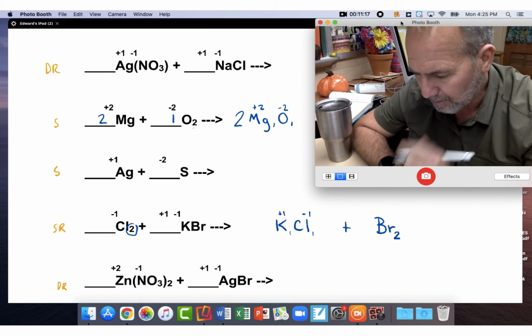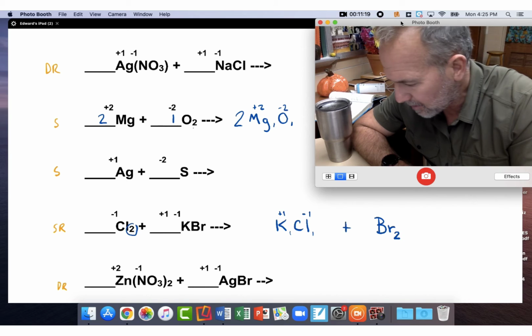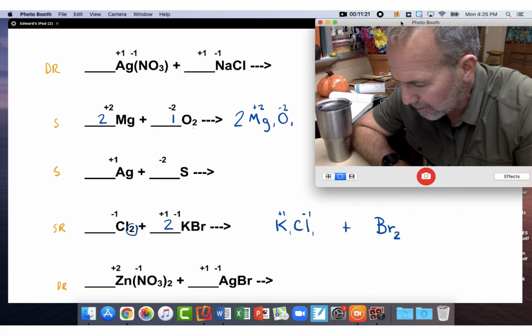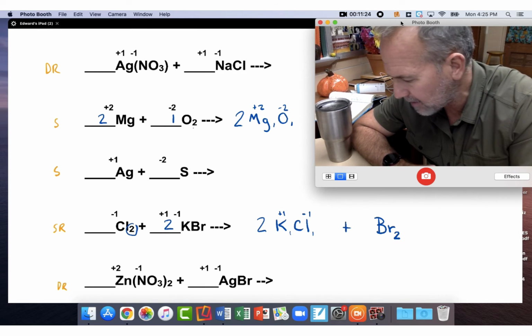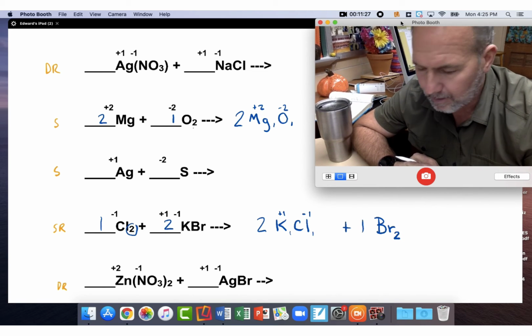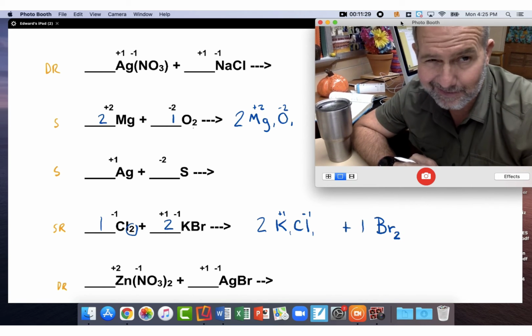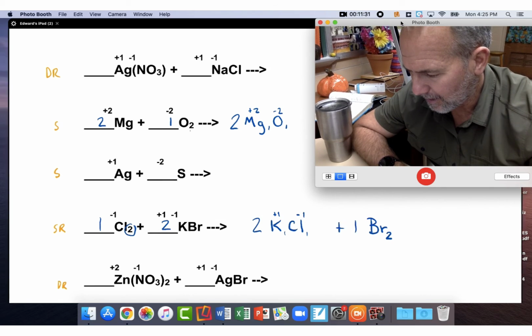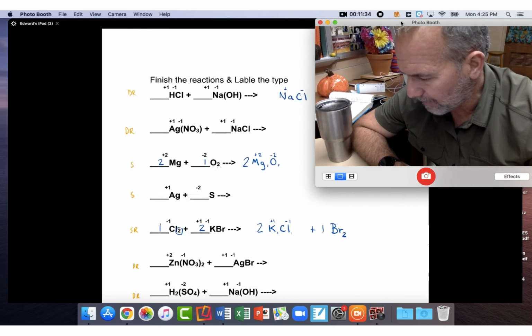Now it's time to balance. 2 Brs, 2 Brs. 2 Ks, 2 Ks. 2 Cls. Hey, there's already 2 Cls. We can put 1s there for fun. It's kind of fun. A little bit. All right? So that's how that works out.